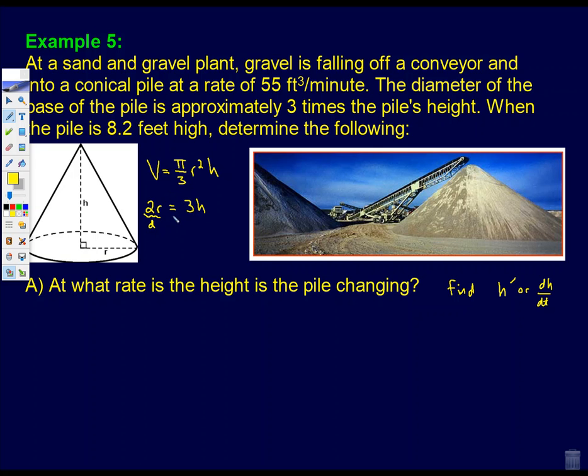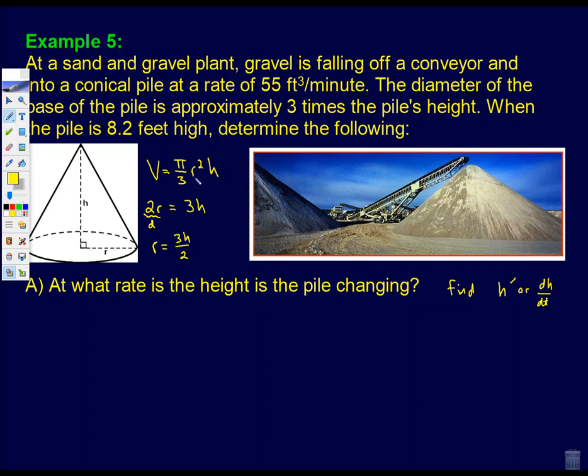So what this actually allows me to do is get this entire equation about the volume only in terms of the height, because in my problem A, I'm asked about the rate of change of the height. I'm asked nothing about the radius at all. So if I take a minute and just solve 2r equals 3h for r, it ends up being 3 times h divided by 2.